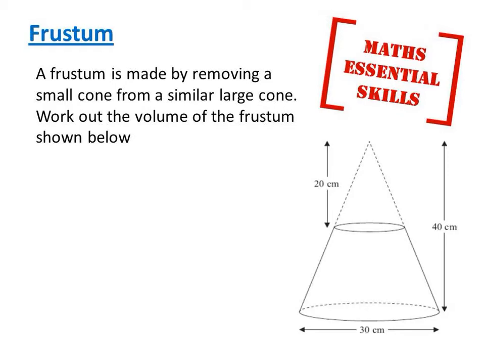A frustum is made by removing a small cone from a mathematically similar large cone. That is, the cones are in proportion, one is a scale factor of the other. Work out the volume of the frustum shown.